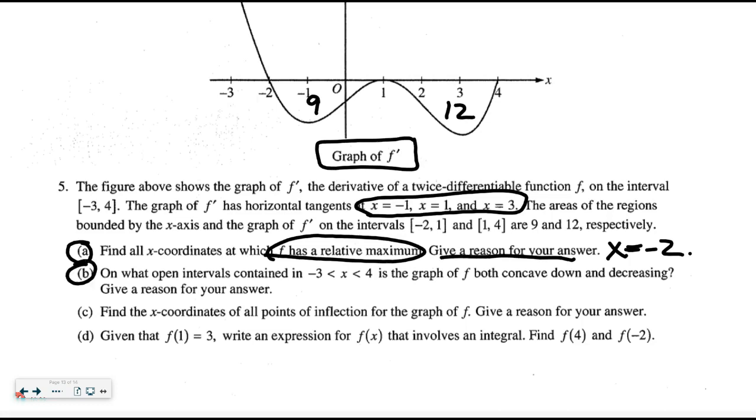So the next one, it says on what open intervals is f both concave down and decreasing. So you got to figure out what f prime needs to do before you even go do anything. If f is concave down, f double prime has got to be negative, right? So what does f prime have to do? Decrease. All right, so I'm looking for f prime decreasing. And then I also need f to be decreasing. So I need f prime to be what? Negative. So think about where you're looking and then go write it down. Where am I looking? Below, where it's going downhill.